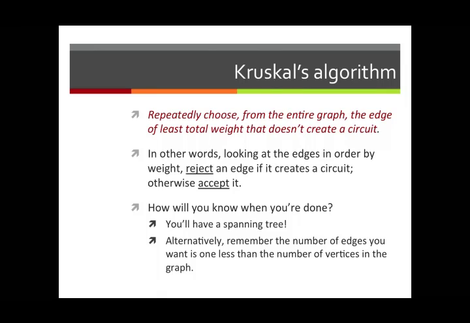Now, you might wonder, well, how do I know when I'm done? Well, my answer is you'll have a spanning tree. If you don't quite like that answer, remember that the number of edges you want is one less than the number of vertices in the graph. So you know from the very beginning, looking at the number of vertices, how many edges it is that you want. You want one less edge than the number of vertices.